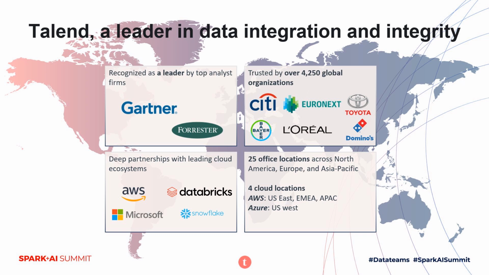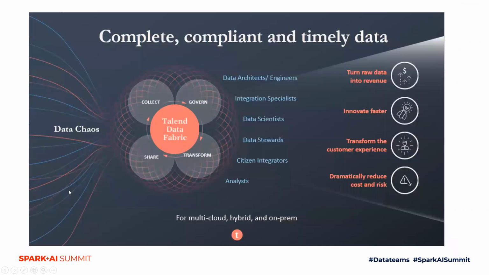First, let me talk about Talend, just give you a quick overview of who we are. We are a leader in the data integration and data integrity market. We're well placed in the Gartner and Forrester analyst reports. We have over 4,000 customers across all different verticals all over the world. And we have deep partnerships with the key cloud vendors like AWS and Microsoft, as well as with Databricks. We have offices around the world, and we support key cloud locations, both in AWS and Azure.